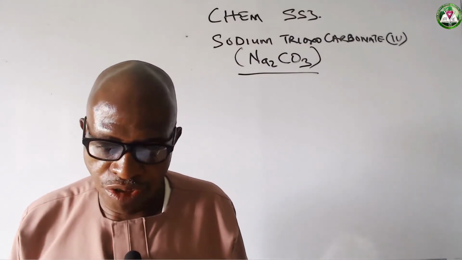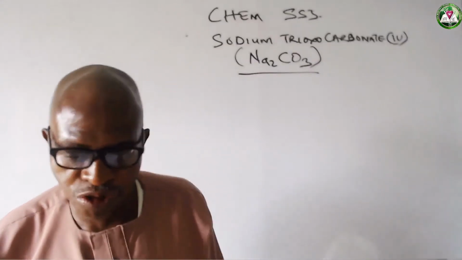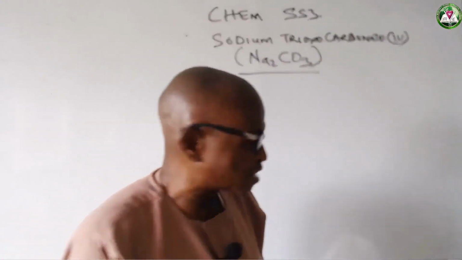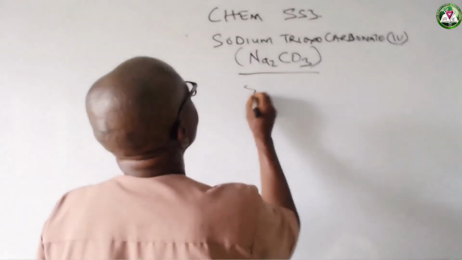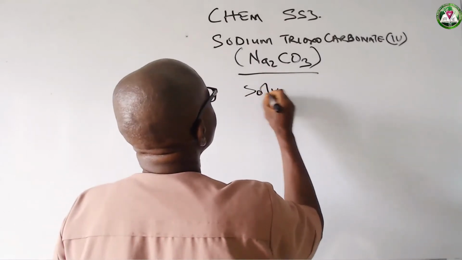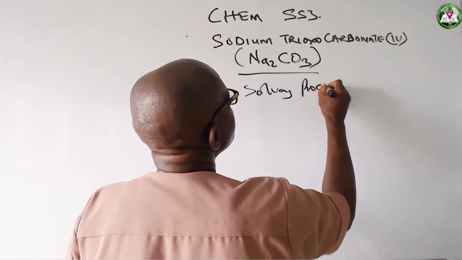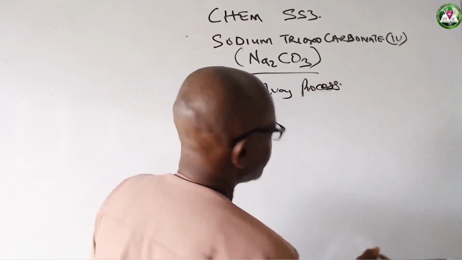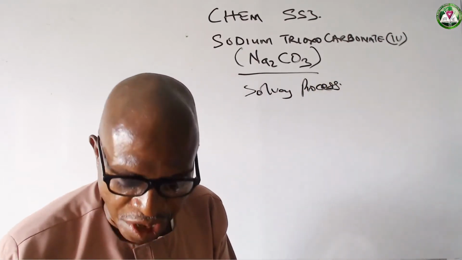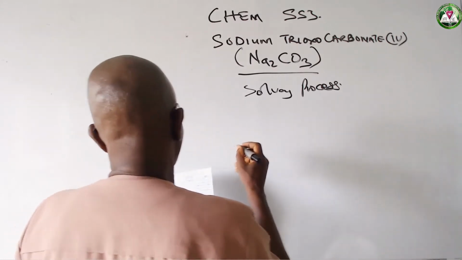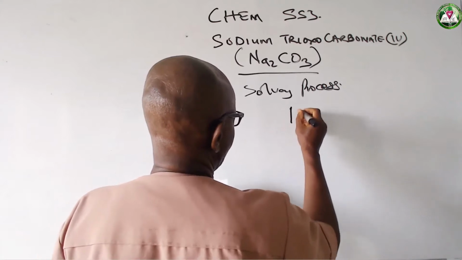Sodium trioxocarbonate 4 is produced industrially using the Solvay process. And there will be need for us to see the drawing of the Solvay process. It will help in explaining it.